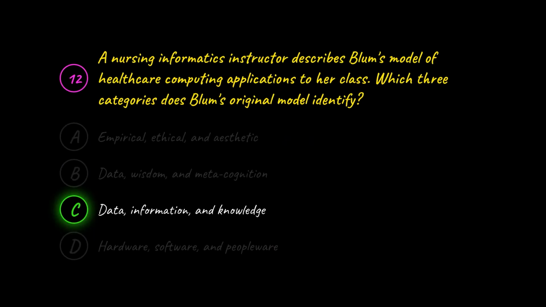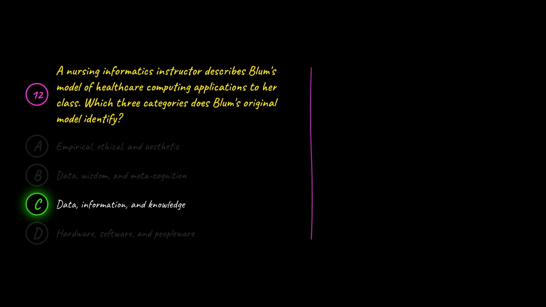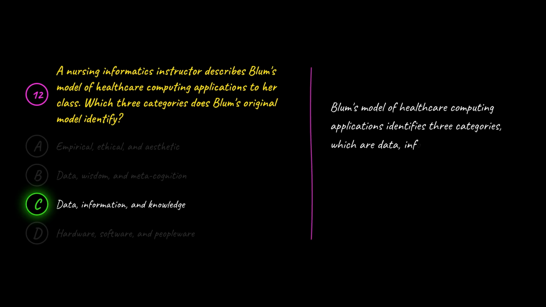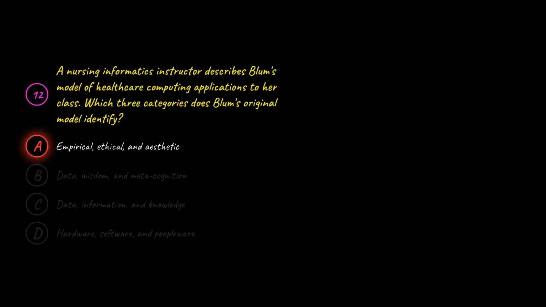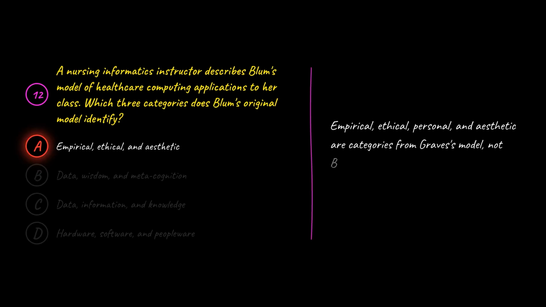The correct answer is C. Data, information, and knowledge. C is correct because Bloom's model of healthcare computing applications identifies three categories, which are data, information, and knowledge. Later models such as Nelson's extended this continuum by adding wisdom, but Bloom's original framing was these three. A is wrong because empirical, ethical, personal, and aesthetic are categories from Graves's model, not Bloom's. They describe ways of knowing in nursing.